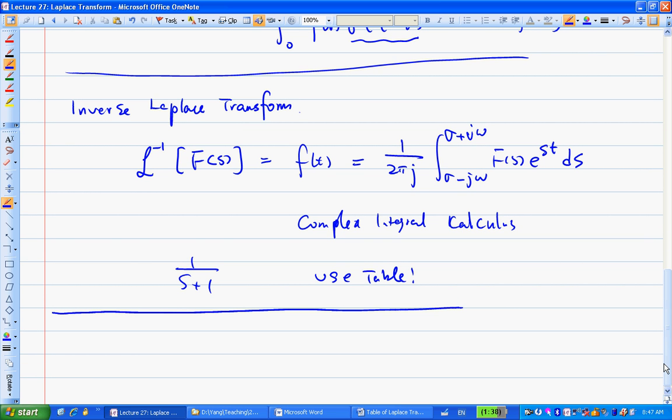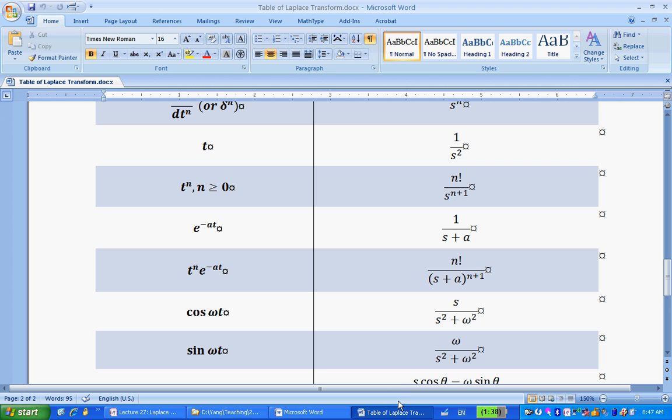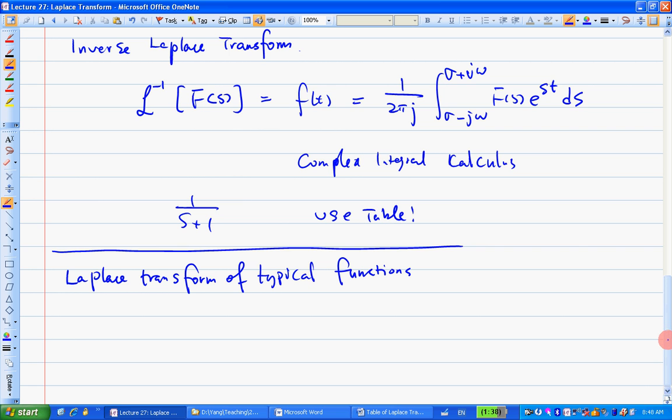So now let's talk about the Laplace transform of typical functions. I'm going to show you some of these Laplace transforms in here, and where they come from, by using the definition from the beginning of the lecture.